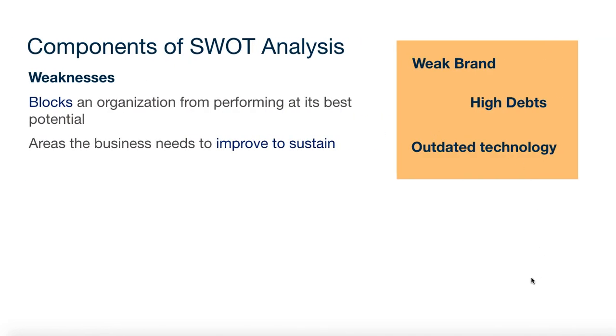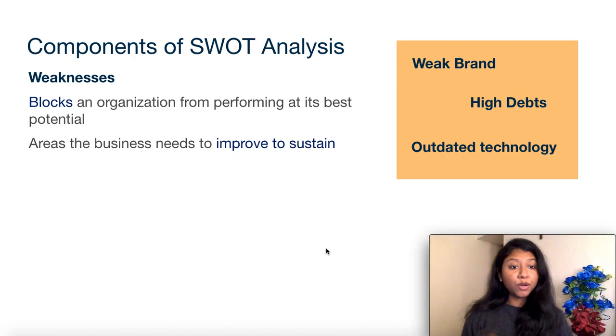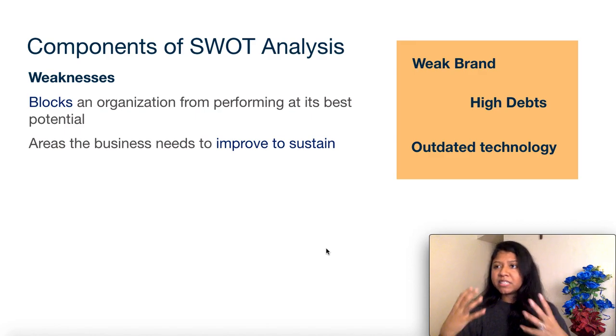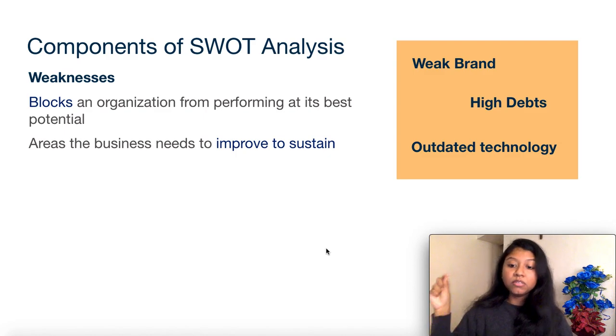The second one is weaknesses. Weaknesses generally notify the blocks an organization faces, and these blocks limit the organization from performing to its very best potential. It's more like an anchor, you can say, and this either slows down the organization, or it can also be an entire block. These are generally the areas that the organization needs to improve and focus on, else, as I mentioned, it's going to be a harm to the organization.